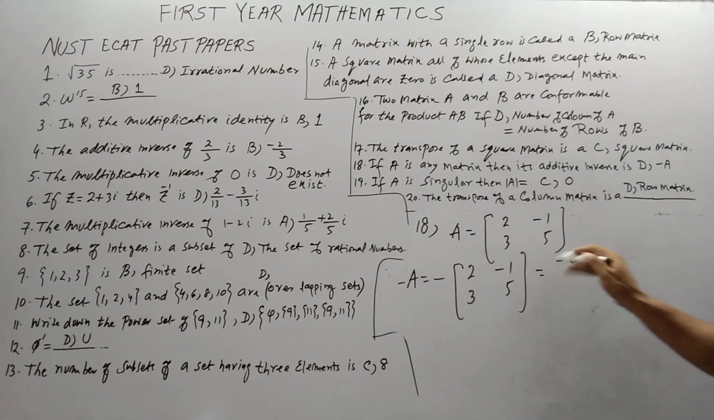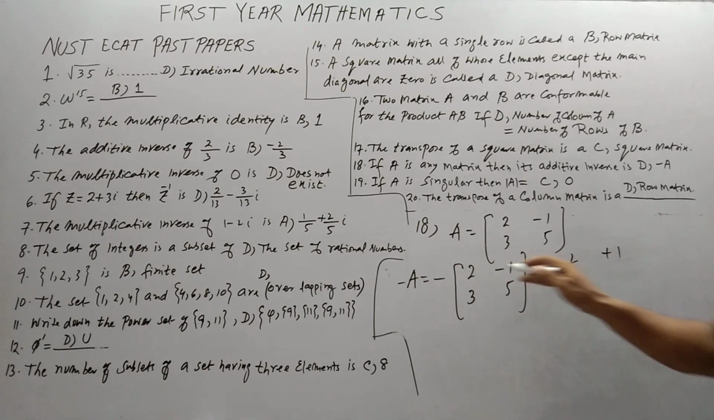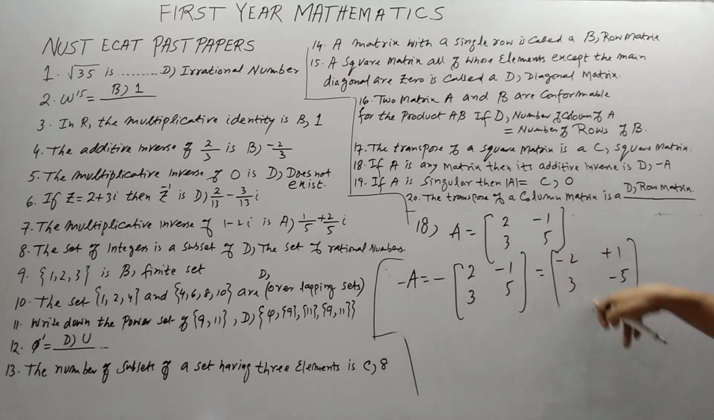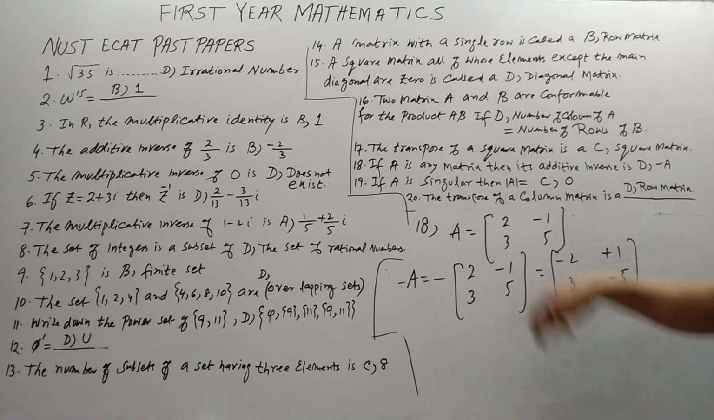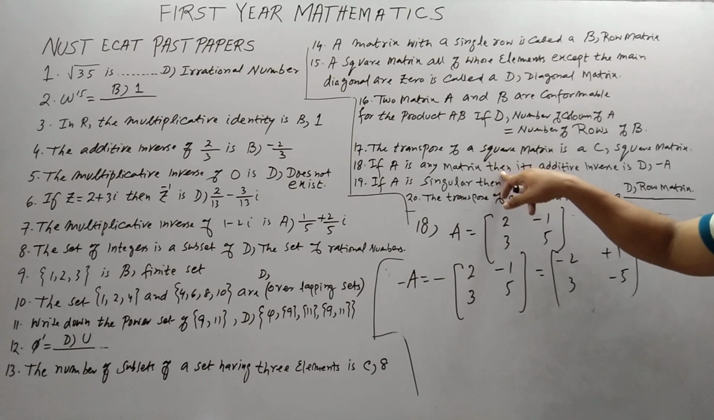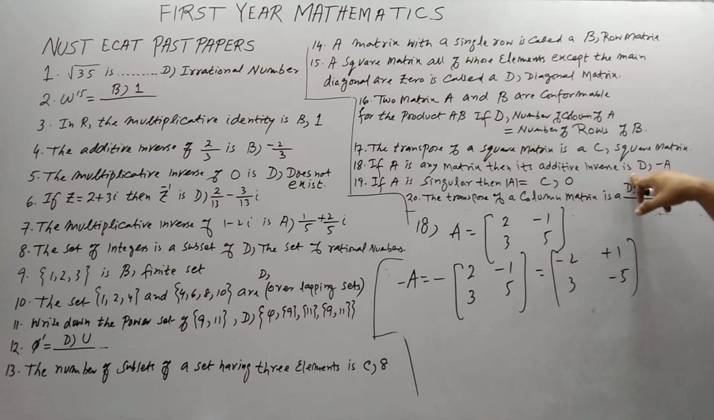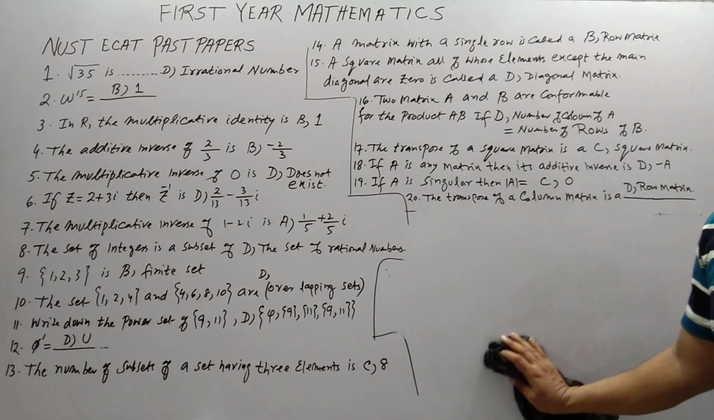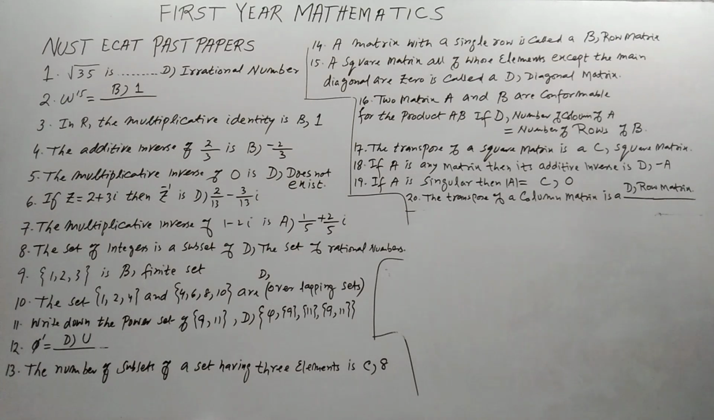Minus into 2 is minus 2, minus minus 3 is plus 3, minus 1 becomes plus 1, and minus 5. If you add this matrix to the original matrix, you will get the null matrix 0, 0, 0, 0. Therefore, if A is any matrix, then its additive inverse is option D, which is minus A. So minus A is the correct answer.